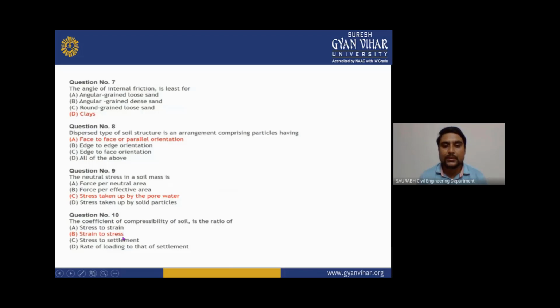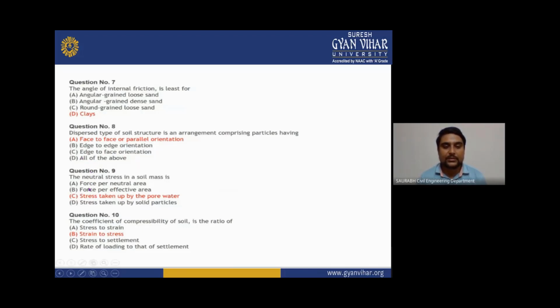The eighth question: this type of soil structure is an arrangement comprising particles having. Here the options given are face to face or parallel orientation, edge to edge orientation, edge to face orientation, and all of the above. Here the right answer will be all of the above.